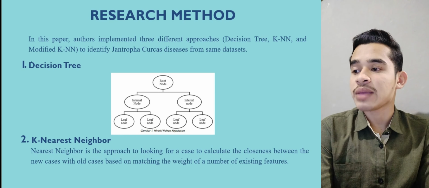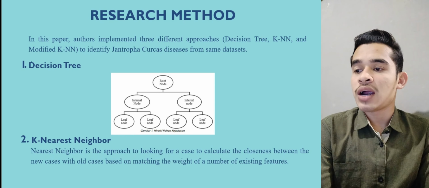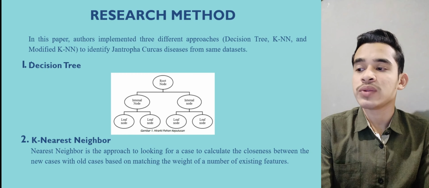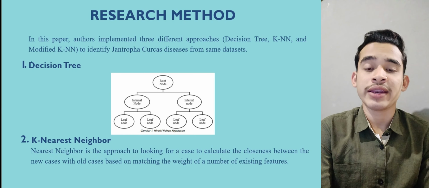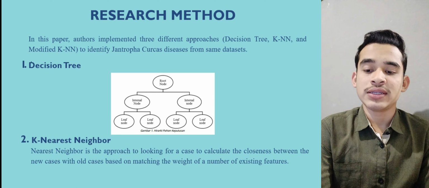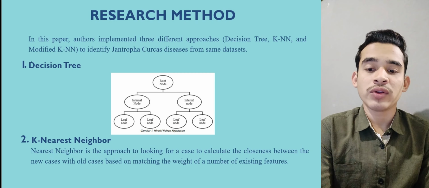Second, K-Nearest Neighbor. K-Nearest Neighbor looks for a case by calculating the closeness between the new case with the old case based on matching the weight of the number of existing features. Problem solving steps using the KNN algorithm: 1. Determine parameter K, which shows the number of nearest neighbors. 2. Calculate the square of Euclidean distance between the object and data sample. 3. Sort the objects by Euclidean distance in ascending order.